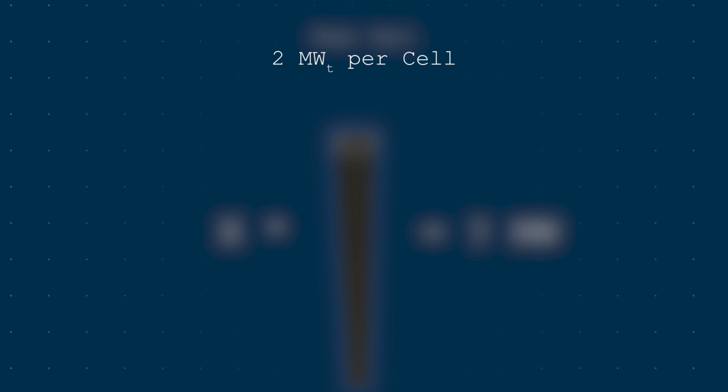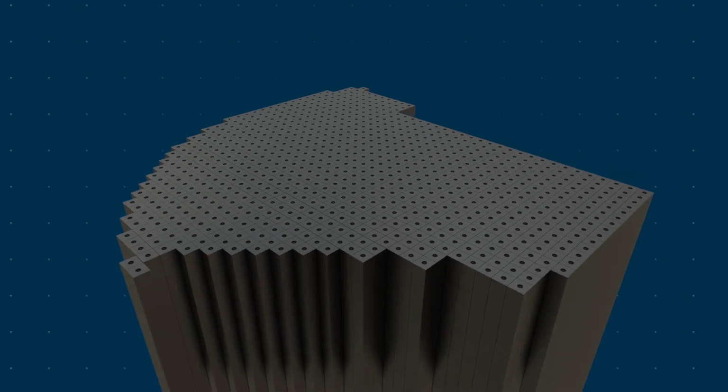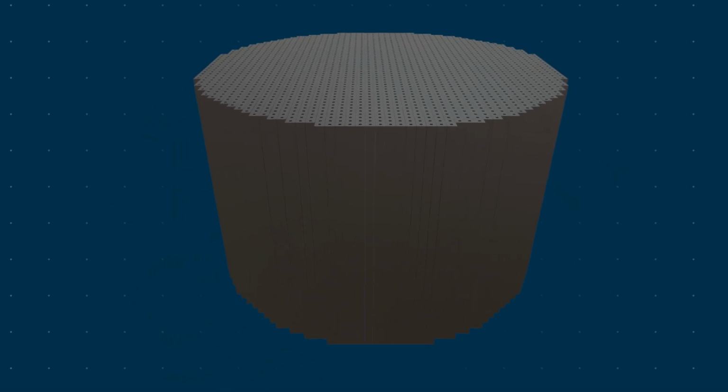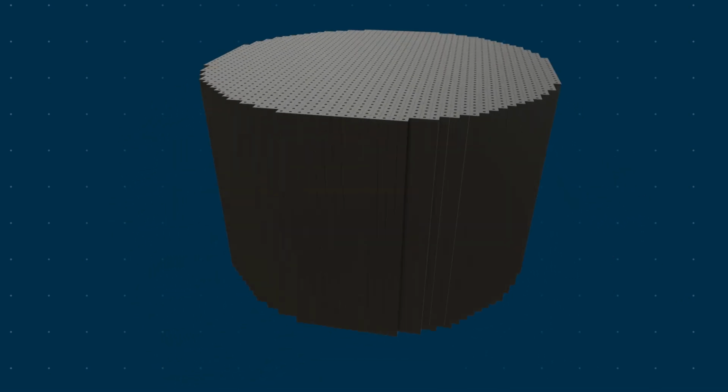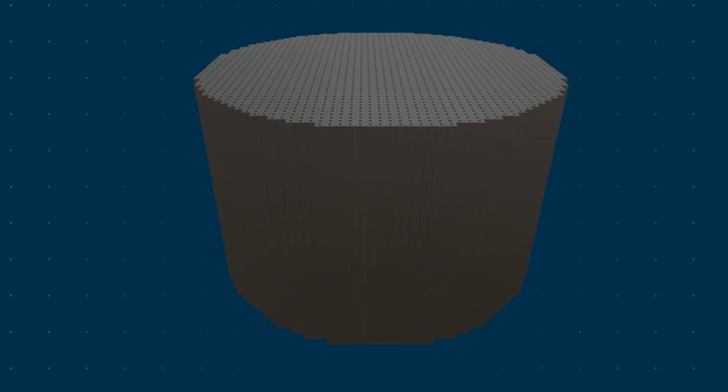Now, converting thermal energy into electrical energy usually only has an efficiency of 30%, meaning you need to generate about 3 gigawatts thermal for 1 gigawatt electrical power, making roughly 1,660 fuel cells. This would make your reactor roughly 12 meters in diameter, and adding some extra graphite around the sides to reflect any neutrons back into the reactor, let's say a meter, brings your total reactor size to 14 meters by 8 meters. Now, unless you want to have a runaway reactor, you will need some control rods.